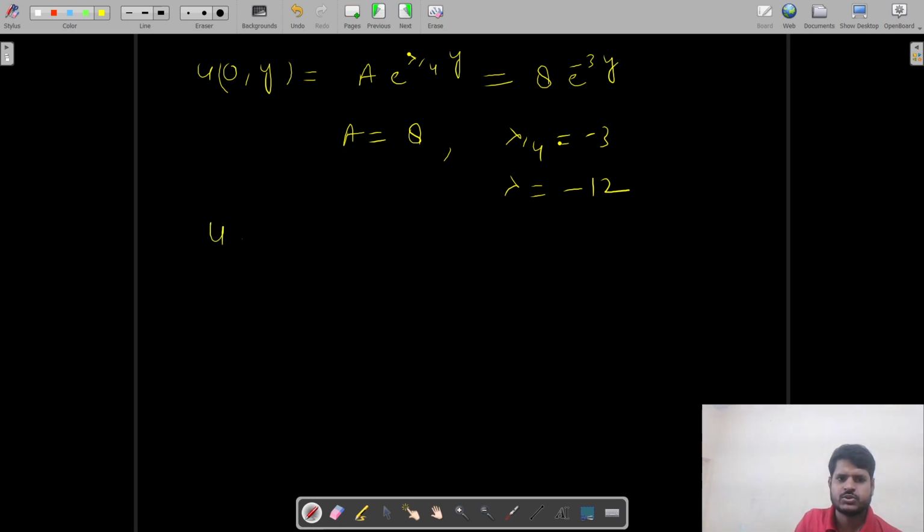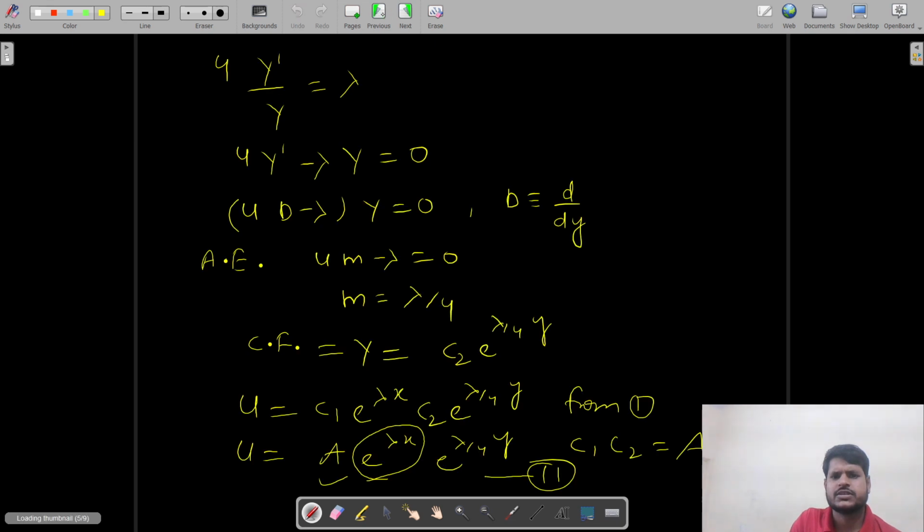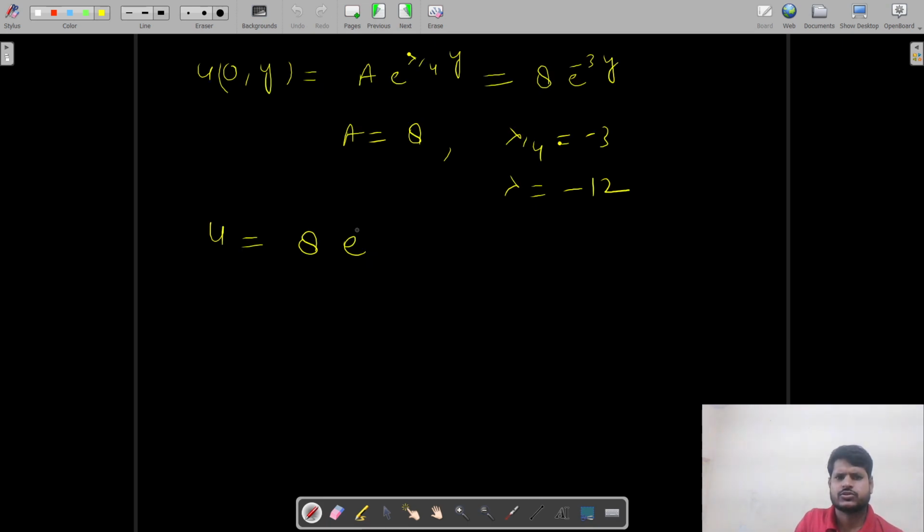So the solution u is equal to 8. From equation second we have A, that is 8, e raised power lambda x, where lambda is minus 12, so this is minus 12x. Now we have e raised power lambda upon 4y, so this is minus 3. Lambda upon 4, that is minus 12 upon 4, that is minus 3y. So this is the solution.